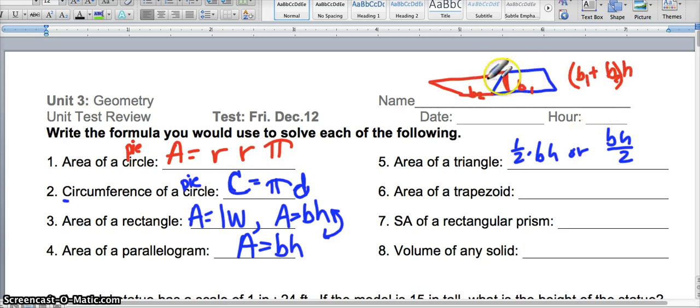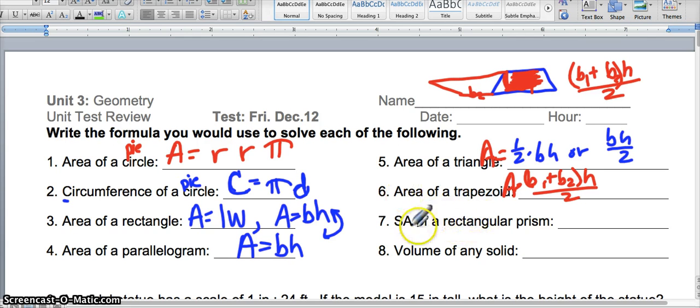But again, we just want the trapezoid. We just want a part of it. That would be half. In order to find half, you divide by 2. The area of a trapezoid, these should say A equals base 1 plus base 2 times the height divided by 2.